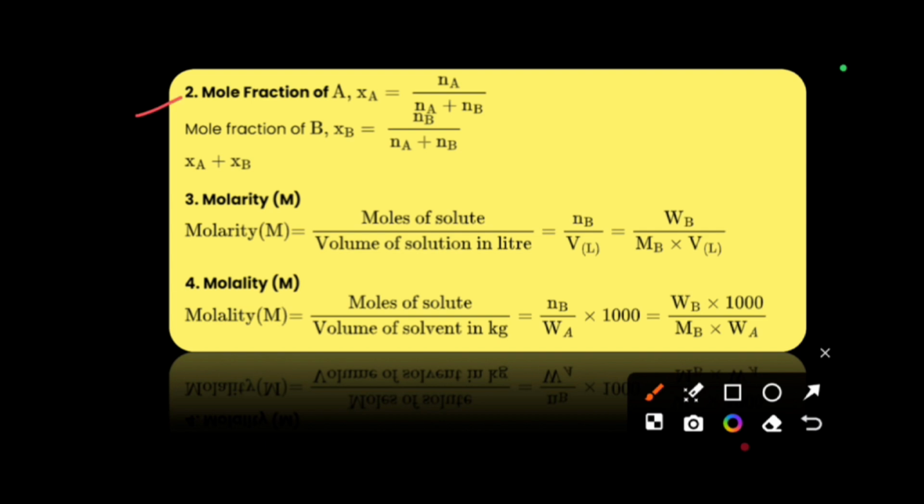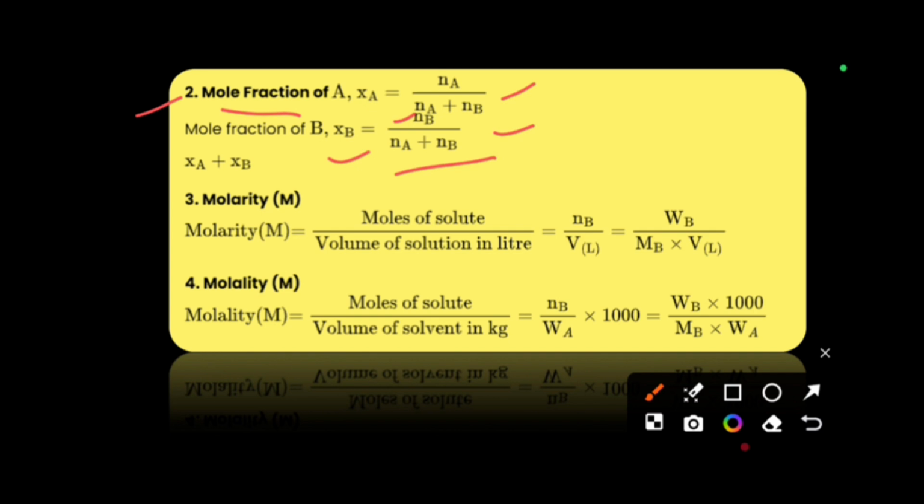Next, the term mole fraction. Mole fraction means how many moles of solute or solvent are present in a mixture. Of the component you want to solve for, you keep its moles upside and the total moles down. In the same way, for B, moles of B upside, then total down.